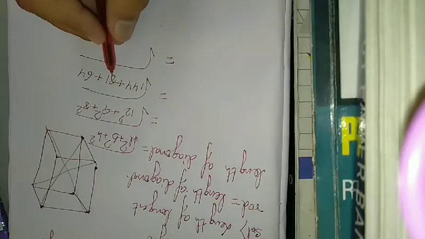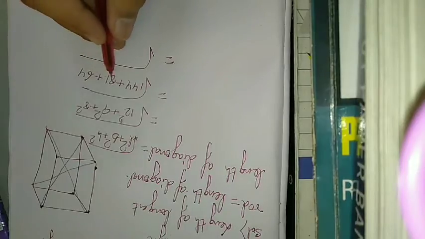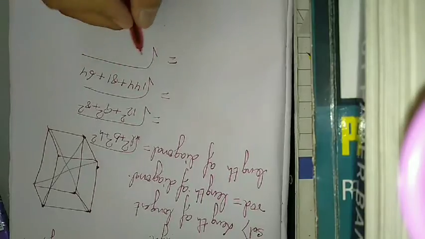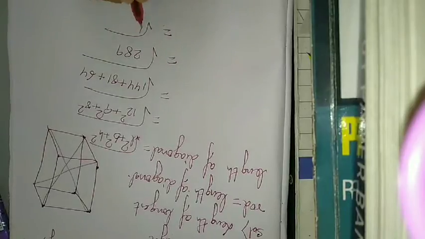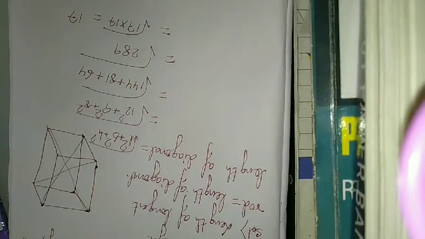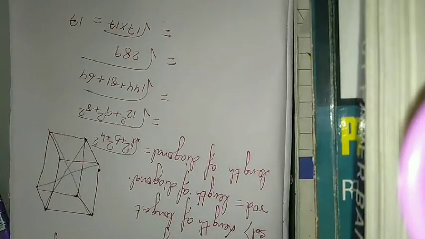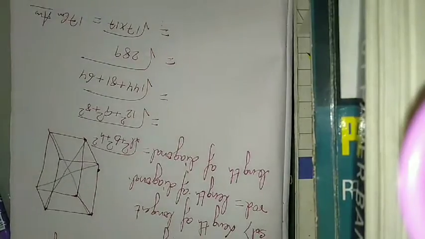Okay, 144 and 81 is 225, and 64 makes 289. Means the value is square root of 289, which is 17 into 17, correct? So the value is 17. 17 centimeter is the answer.